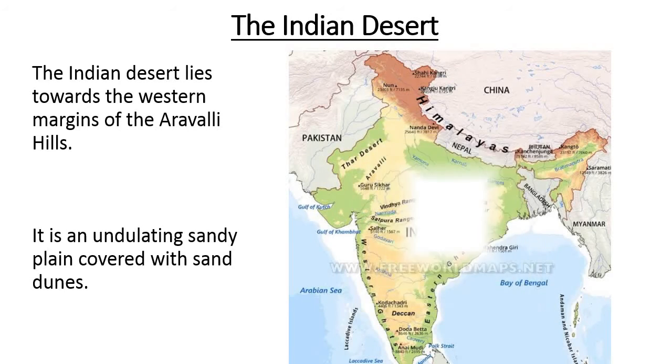The Indian desert, first we will see the location of the desert in India. This is called the Thar desert, and this desert is located in the part of Rajasthan state, on the western side of the Aravalli Hills. The Indian desert lies towards the western margins of the Aravalli Hills. These regions are undulating sandy plains with sand dunes.